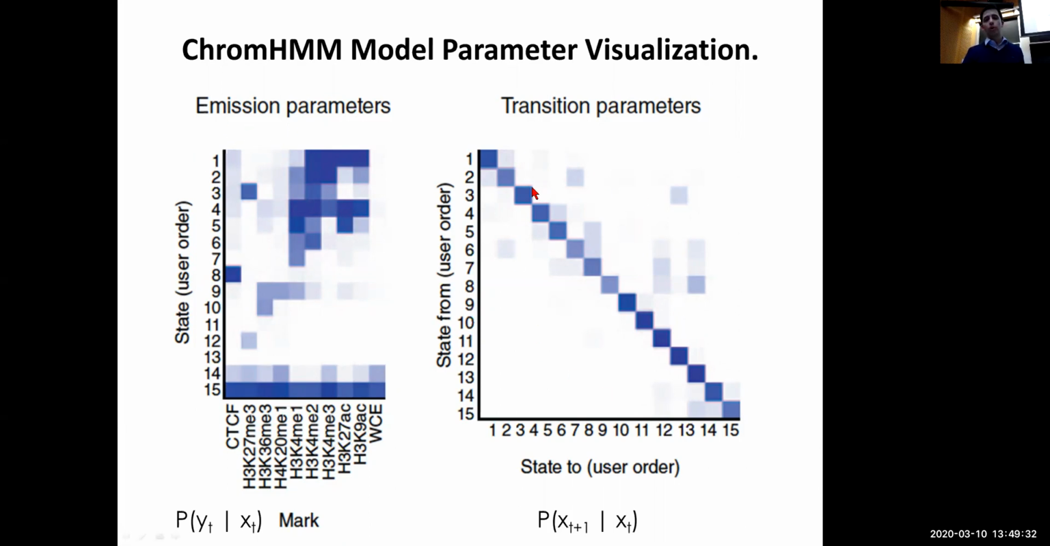Then the transition parameters tell you what is the probability of going to the next state at position t+1, given that you're in a given state in position t. That tells you that promoters tend to stay with each other, enhancers tend to stay with each other, and repressed regions tend to stay with each other. Mostly you tend to stay in the same state for more than one 200 base pair interval. And that's just a feature of the data.